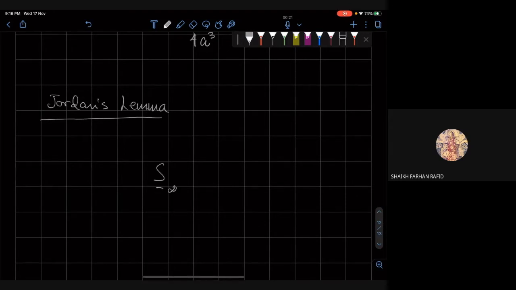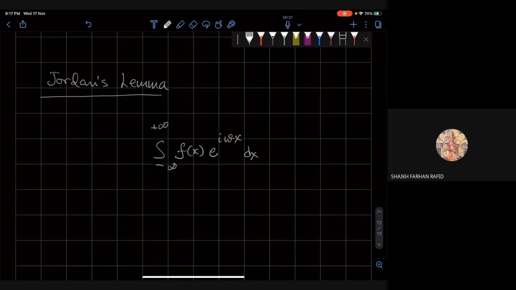So this goes from minus infinity to plus infinity. We have some real function, f of x, and we have e to the power i omega x, where omega is some real constant. Okay? So x is real, and omega is real. Of course, you will recognize that these are the kind of integrals that we do when we're doing a lot of Fourier analysis, right?